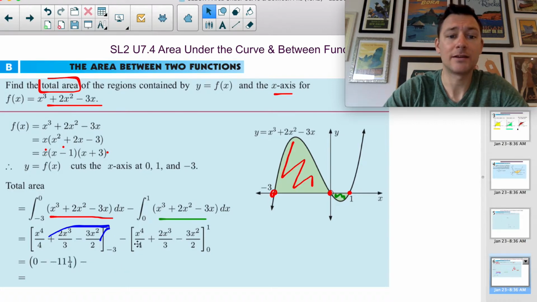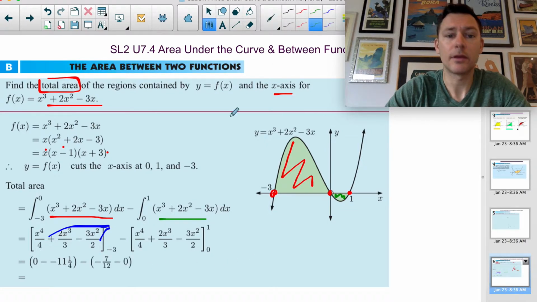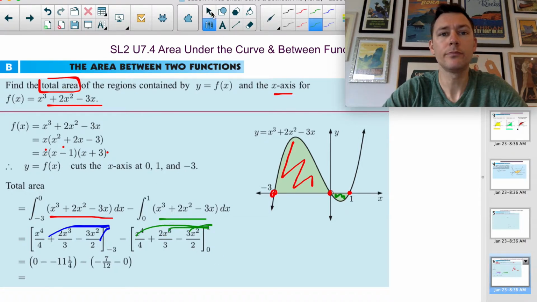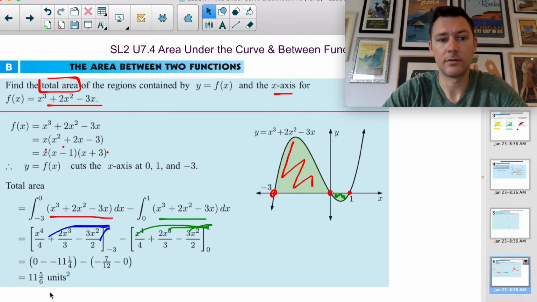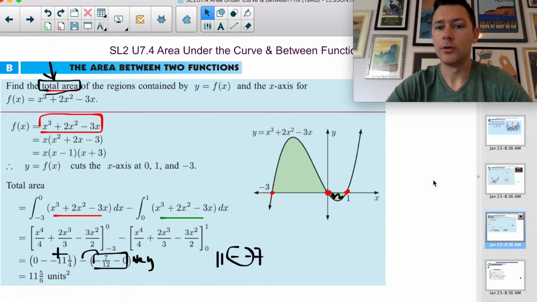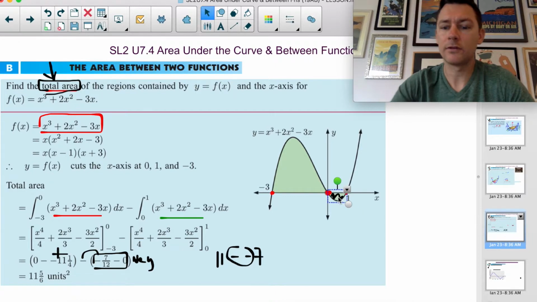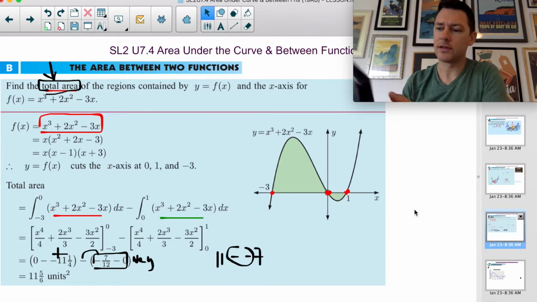And then you're subtracting the area under the curve here, and you do the same sort of thing. You drop in the 1 first, and then you drop in the 0. And you should end up with this, 11 5/6. You can do this with your tech if you're interested.